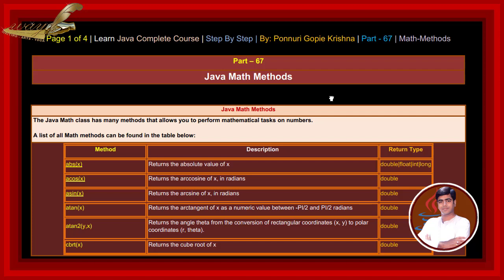The abs(x) method returns the absolute value of x. The acos method returns the arc cosine of x in radians. The asin method returns the arc sine of x in radians. The atan method returns the arc tangent of x as a numeric value between minus pi by 2 and pi by 2 radians. The atan2(y, x) method returns the angle theta from the conversion of rectangular coordinates (x, y) to polar coordinates (r, theta).